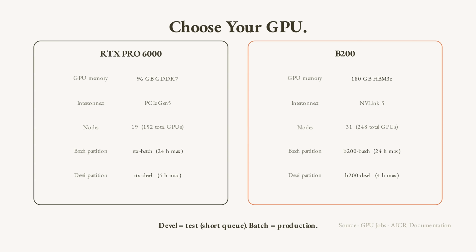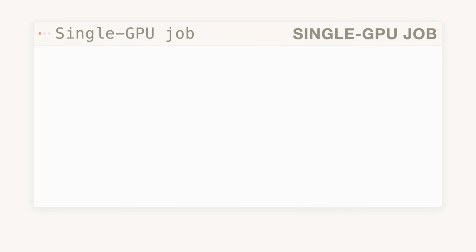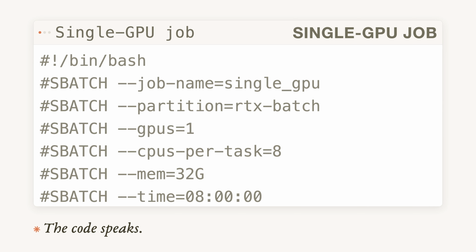Partitions are homogeneous. Every node in a partition has the same GPU type, so you don't need to specify GPU model in your script. Single GPU job on rtx-batch: request 1 GPU with GPUs equals 1, 8 CPU, 32 GB of RAM, 8 hours. Load Miniforge 3 and CUDA. Run your training script. The partition is rtx-batch, so you get an RTX PRO 6000 with 96 GB of GPU memory. You do not need to specify the GPU model. Every node in rtx-batch has RTX PRO 6000.